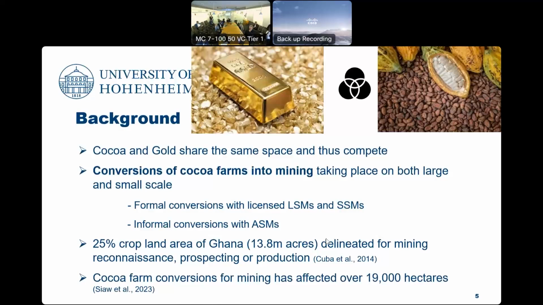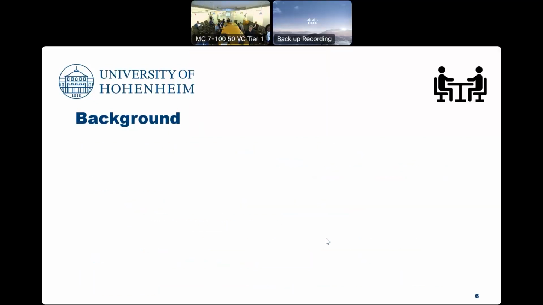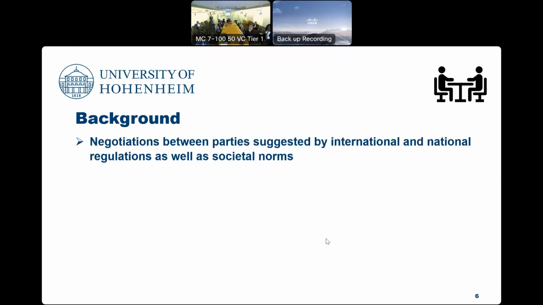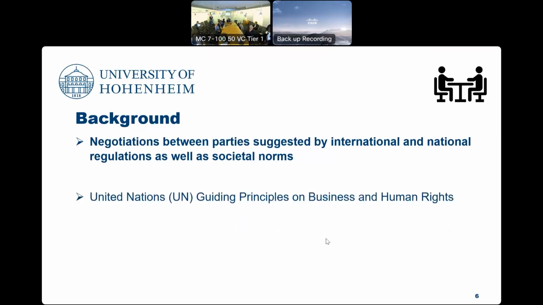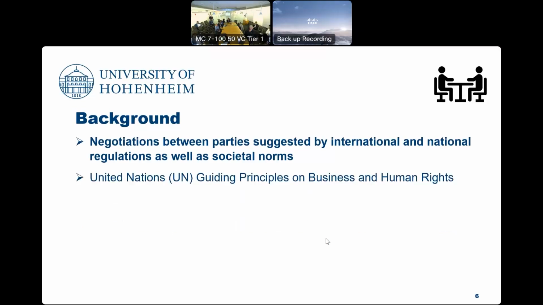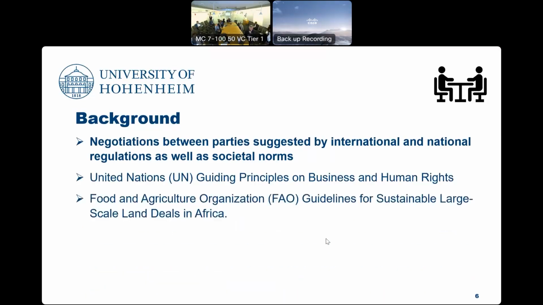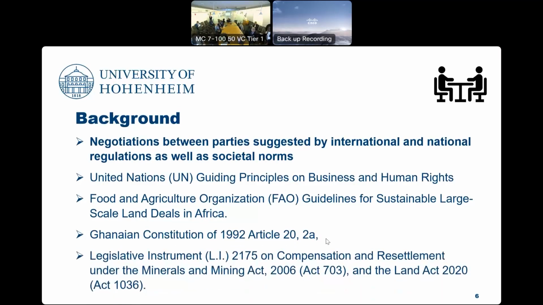And already 19,000 hectares have been converted. This is a very modest figure because we don't have statistics fully on it. So what happens to this 550,000 and more who are dependent on cocoa farming? Regulations, so national guidelines, international guidelines, local regulations and societal norms are saying that there should be negotiations between these smallholders and the miners, so that adequate compensation is paid to them. So these are some of the regulations, both international and local.